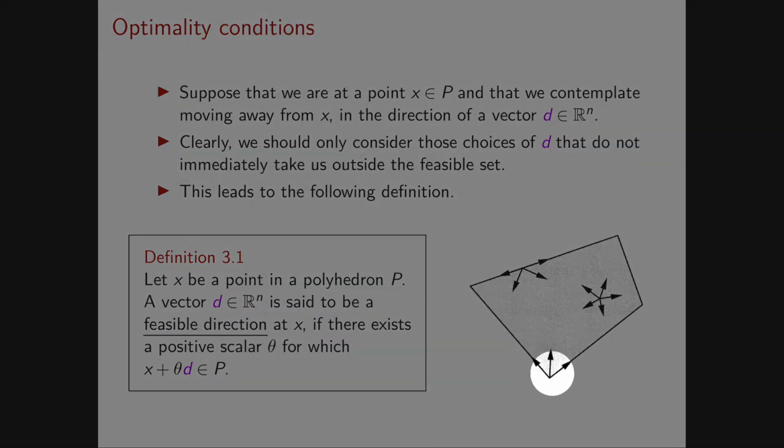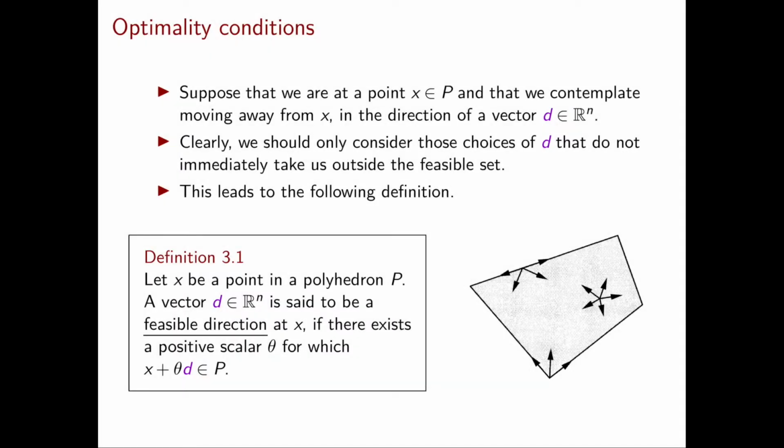And similarly here, now we have a vector x that is a basic feasible solution, and for example it doesn't make sense to move directly down because we would leave the polyhedron immediately. So this leads us to the definition of a feasible direction at a vector x, which formalizes the concept of a direction that makes sense for us to consider.